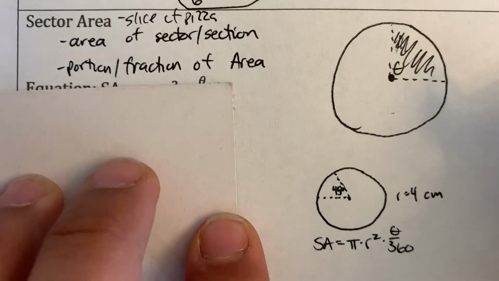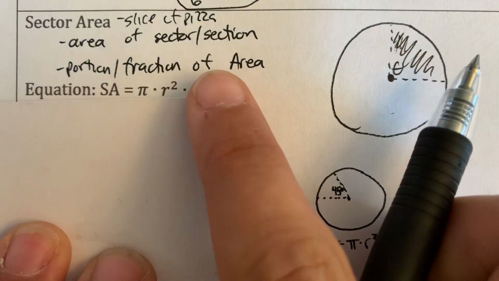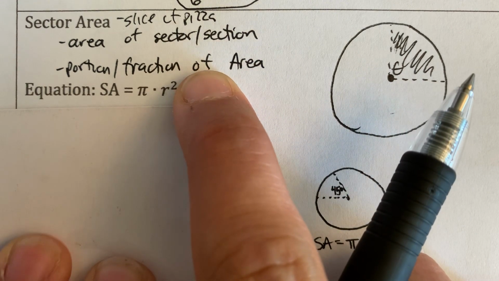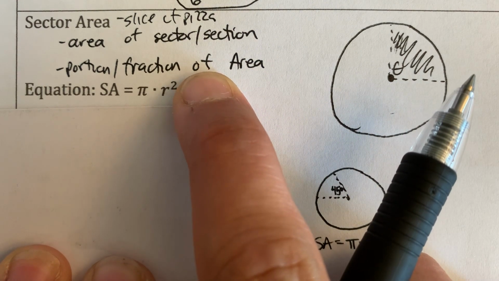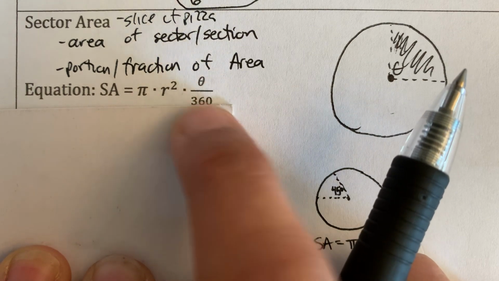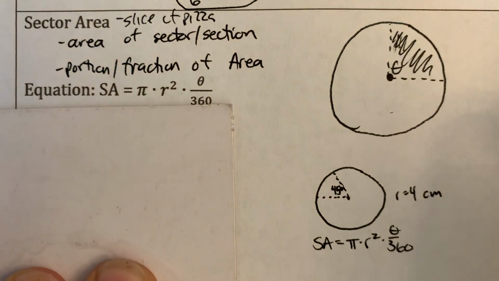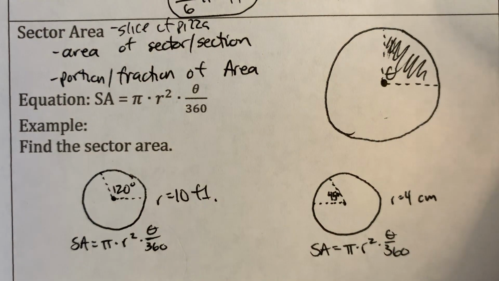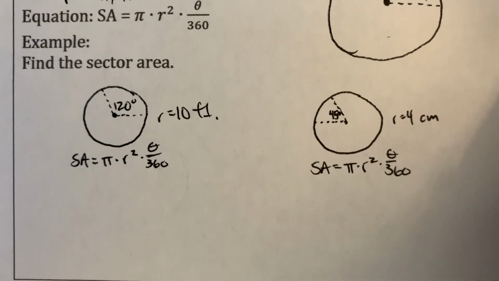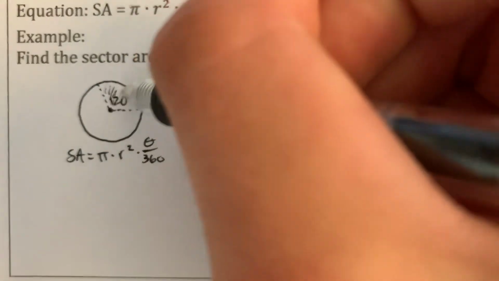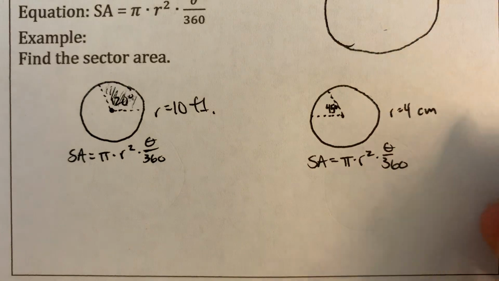So once again, we are going to use part of the area equation, which is pi r squared. But we don't want the entire circle. We're just going to multiply that by the portion of it, which is going to be theta over 360. So you're just shrinking it by multiplying it by the fraction. Okay, so let's do 2 more examples. These will be our last 2. So we want to find the sector area, the area of that.